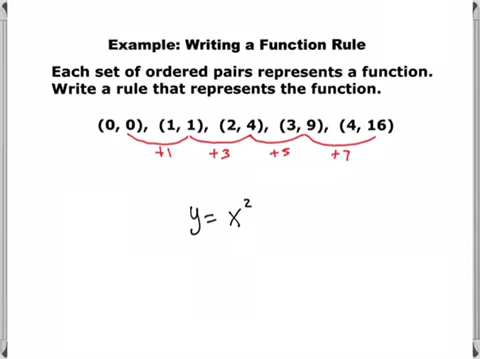So let's try this. If we plug in 0 for x, 0 squared is 0, so this one works. Plug in 1, 1 squared is 1, this one works. Plug in 2, 2 squared is 4, this one works. Plug in 3, 3 squared is 9, this one works. So this is our equation.